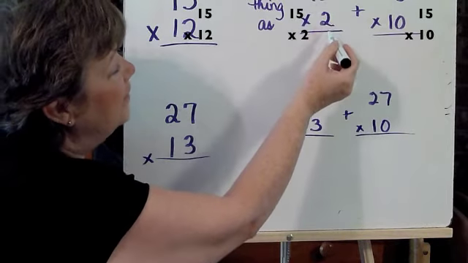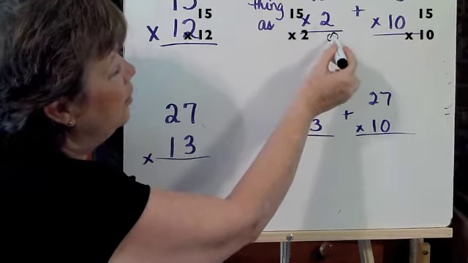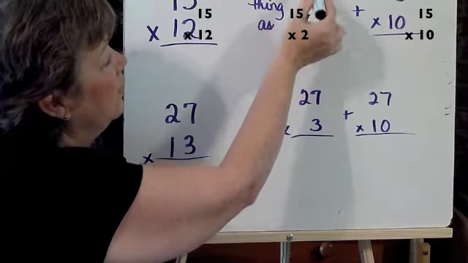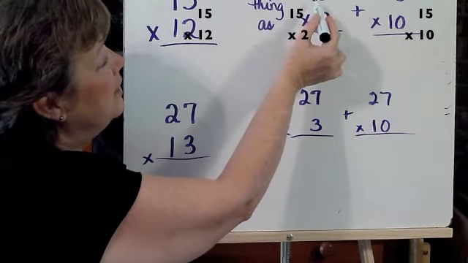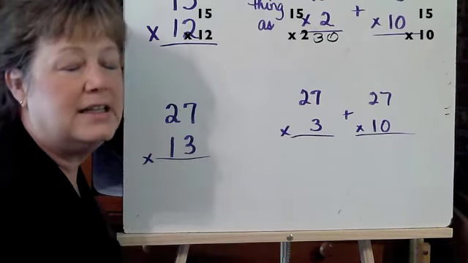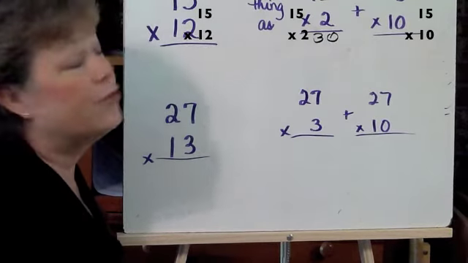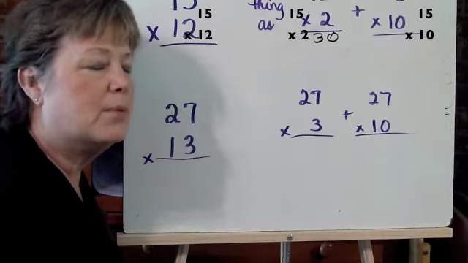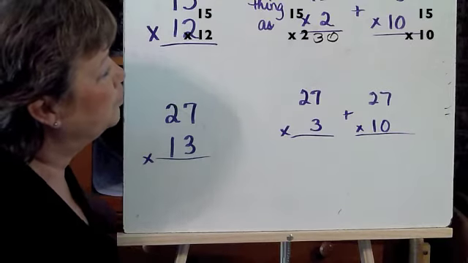2 times 5 is 10. So, the 0 is here, and I carry the 1 over here. 2 times 1 is 2, and 1 more is 3. So 15 times 2 is 30. That's a fact you should be memorizing in your brain soon.